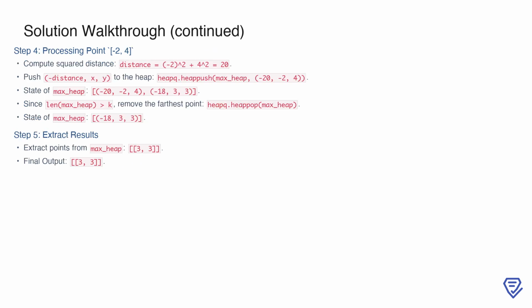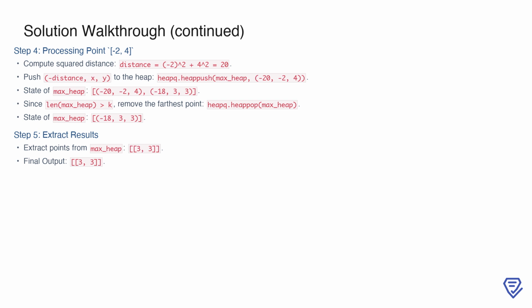Next, we process the point [-2, 4]. The squared distance is calculated as -2 squared plus 4 squared equals 20. We push this into the heap as -20, -2, 4, which updates the heap state to -20, -2, 4, -18, 3, 3. Again, since the heap contains more than k elements, the farthest point, -20, -2, 4, is removed, leaving the heap with -18, 3, 3.